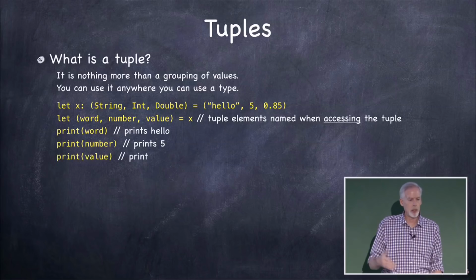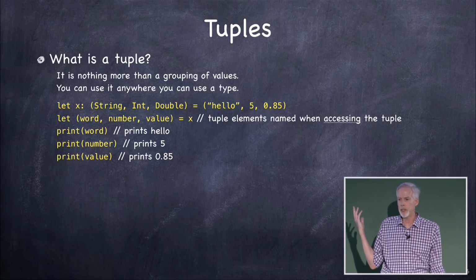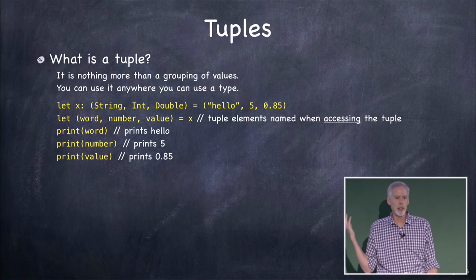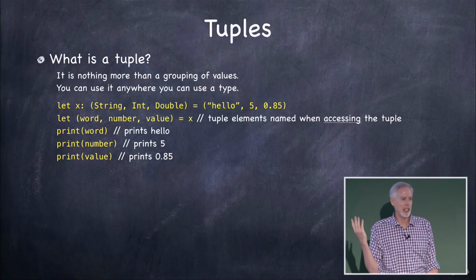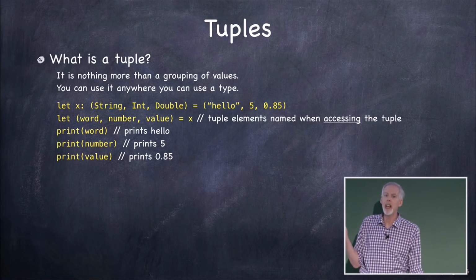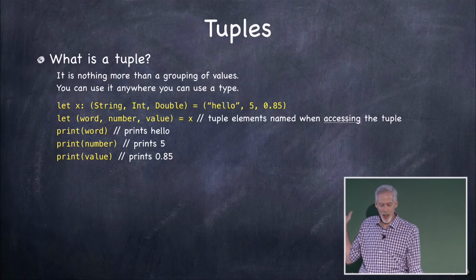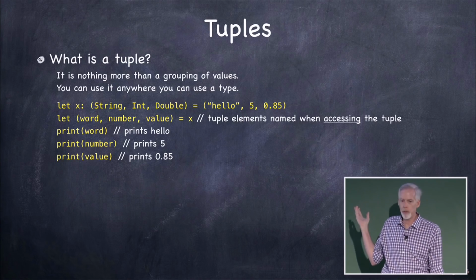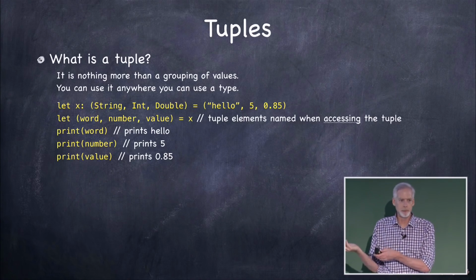So here's an example. I'm going to create x. This let x is a constant. Its type is a tuple with a String, Int, and Double. So even though tuple has the sound two in it, it's not just two things. Any number of things can be in a tuple. So x there is a tuple with String, Int, and Double. And I'm even setting it to a value, which is just parentheses, a string, an Int, and a Double.